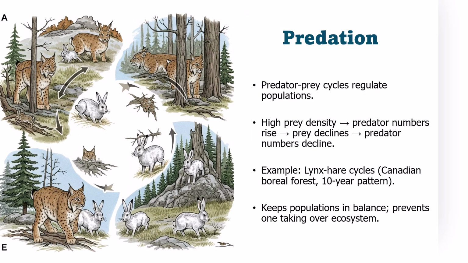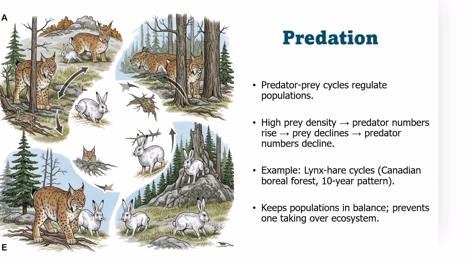On the other side, predation is another classic density-dependent regulator. Predator and prey populations often rise and fall in tandem, creating cycles. A well-documented example is the lynx and snowshoe hare populations, which fluctuate every 10 years in Canada.